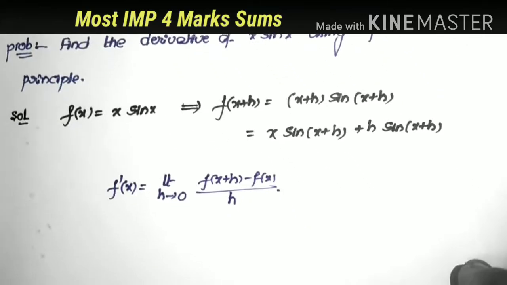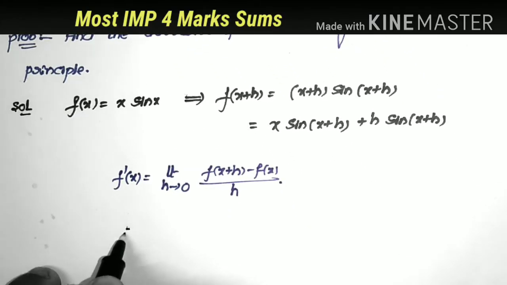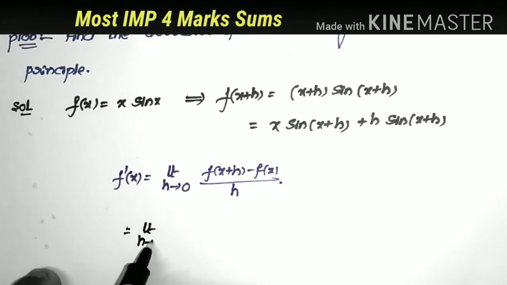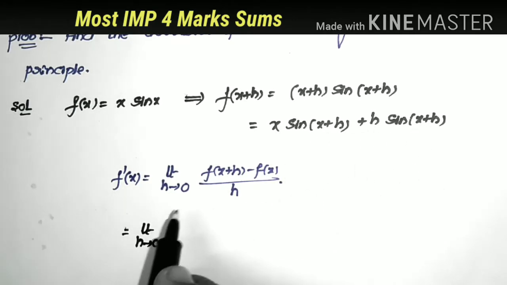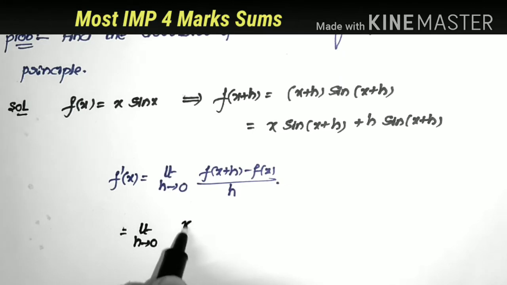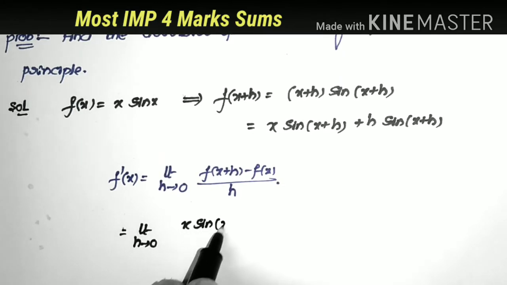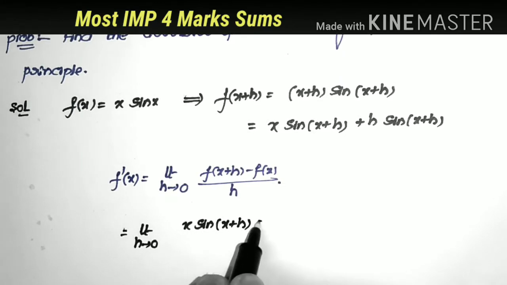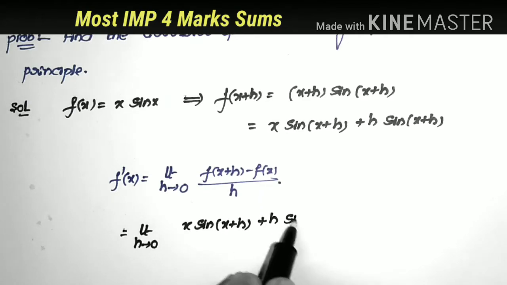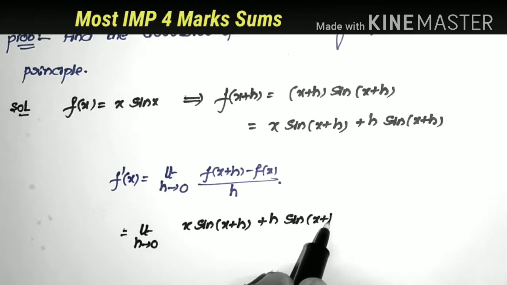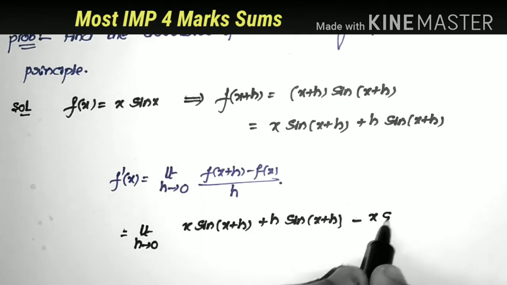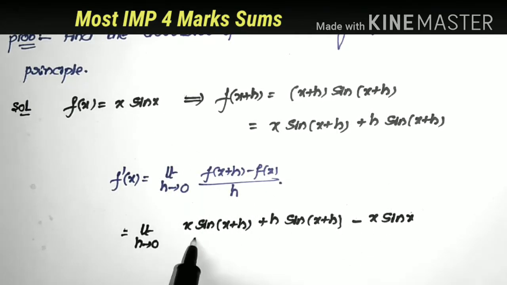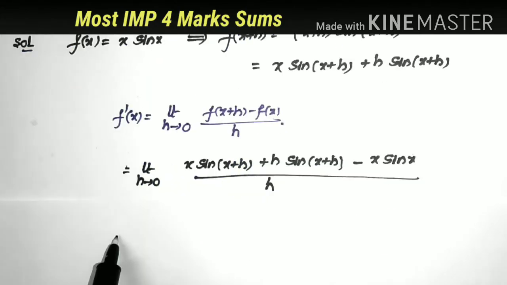Now substituting the values here. So this is equal to limit h tends to 0 f of x plus h. What is f of x plus h value? This total value, that is x into sin of x plus h plus h into sin of x plus h, minus f of x. What is f of x function? x sin x, whole by h.